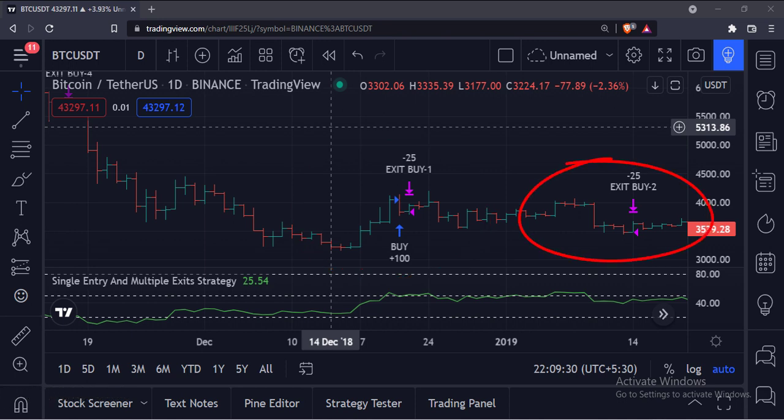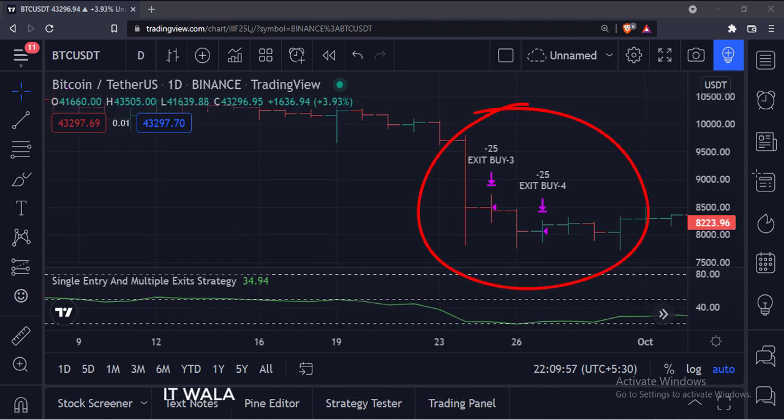And when the RSI goes below the 40 level, we exit another 25 shares. And when the RSI goes below the 30 level, we exit another 25 shares. And when the RSI goes below the 20 level, we exit the last 25 shares.